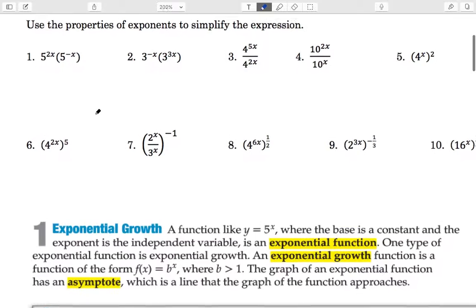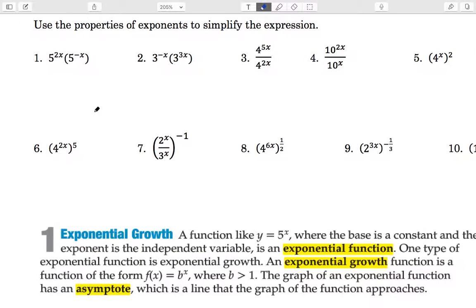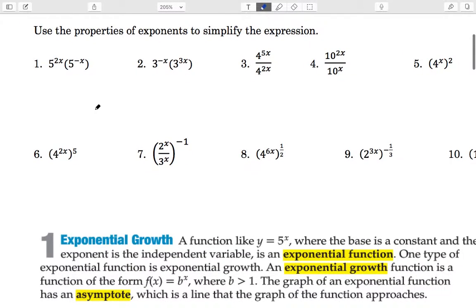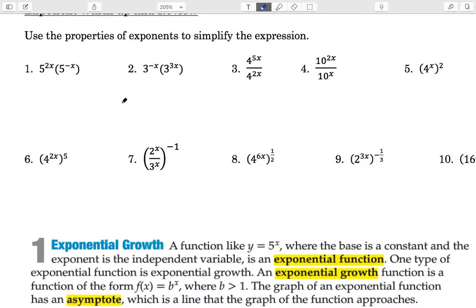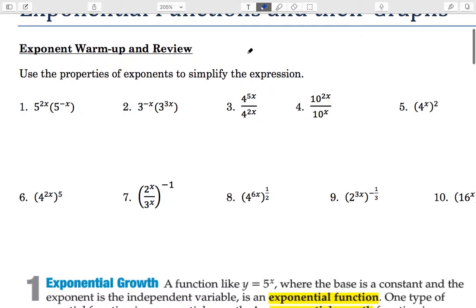I'm not going to do every single one. Some of the properties are repeated, so we'll just skip the repeated ones. It says use the properties of exponents to simplify the expression. For a quick review, if you have something that looks like a to the x, the whole thing is a power.